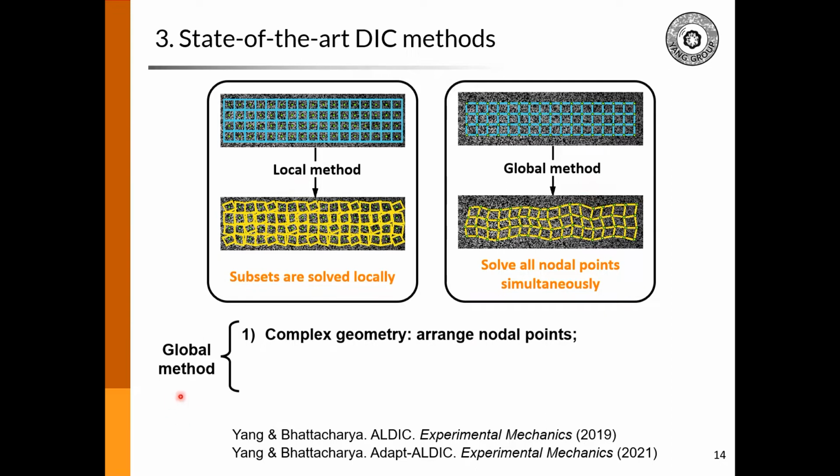So for example, in the global method, if you have complex geometry or if you have discontinuity, first of all, you can arrange the location of the nodal points to follow the shape of the sample geometry, right? And if there's a discontinuity, I will introduce two current methods of how they solve the problem. So if the discontinuity has a very simple geometry, the problem is very simple, and the analytical solution is known, then you can solve the problem.